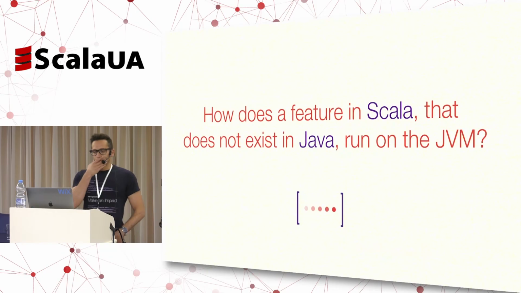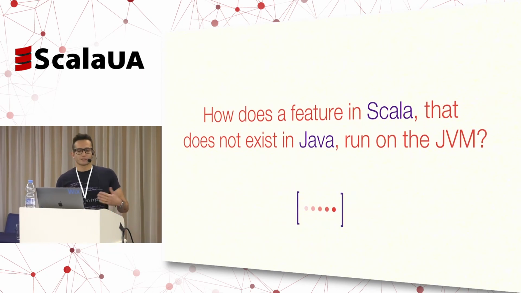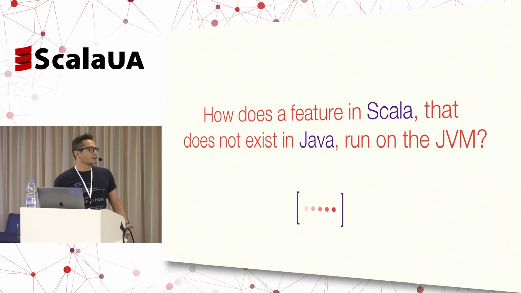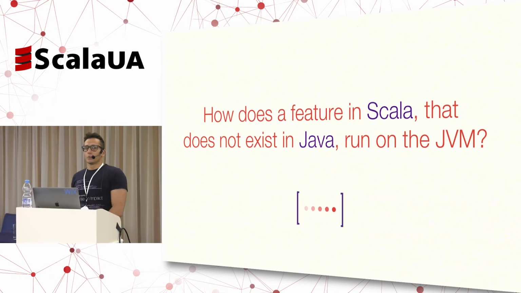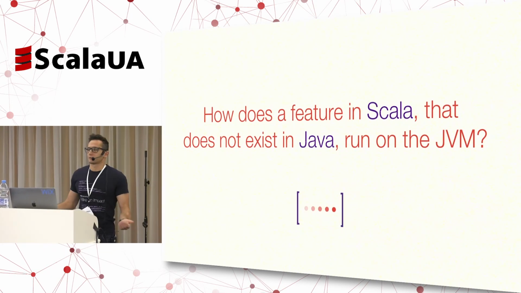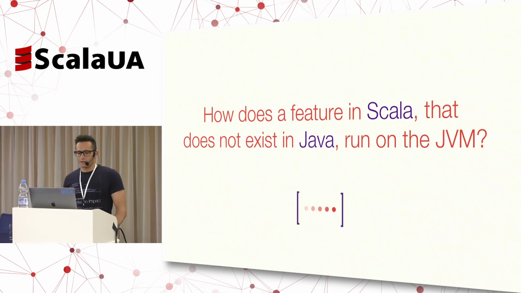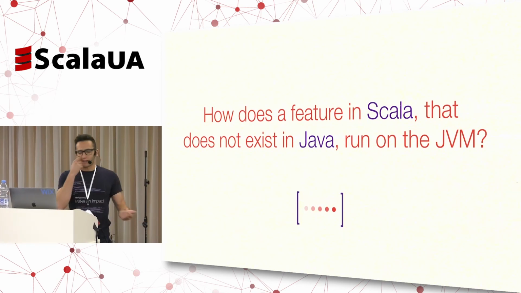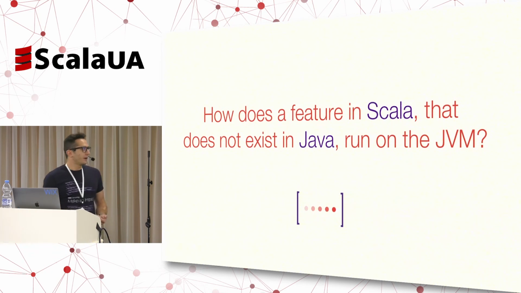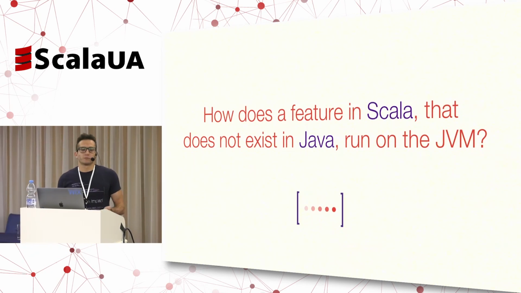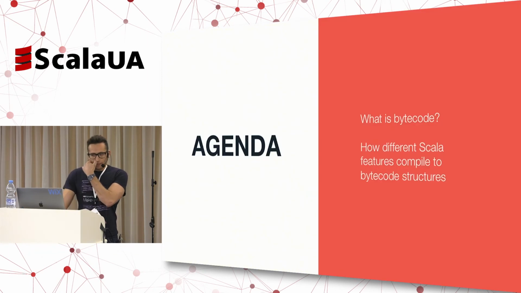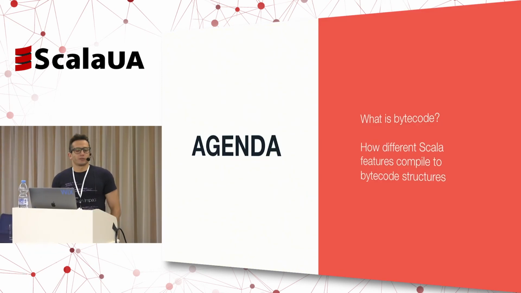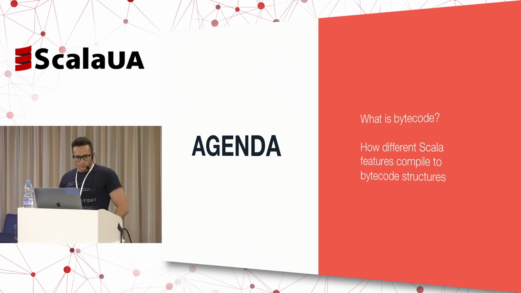So what is actually bytecode, and how are features in Scala that do not exist on the JVM, on Java, sorry, actually implemented? We all use objects, lazy definitions, values. We pass functions as values to other values, and we do a bunch of cool stuff that is not supported by Java. And today, we're going to look at how this can actually be accomplished on top of the JVM.